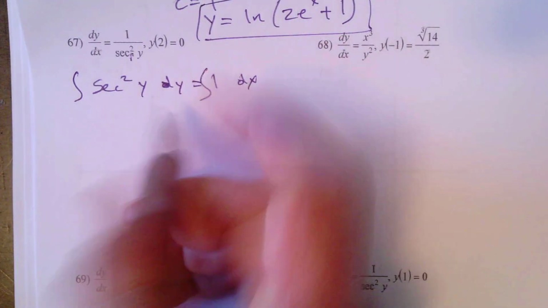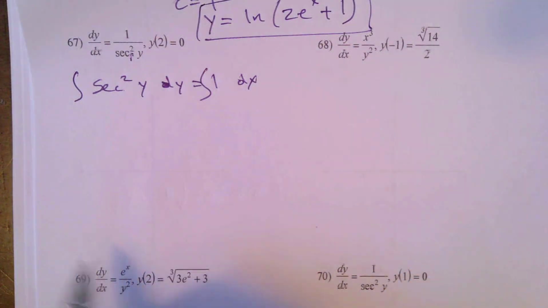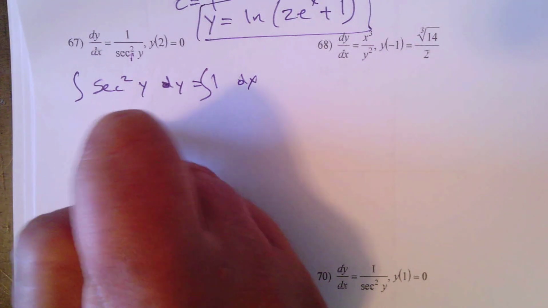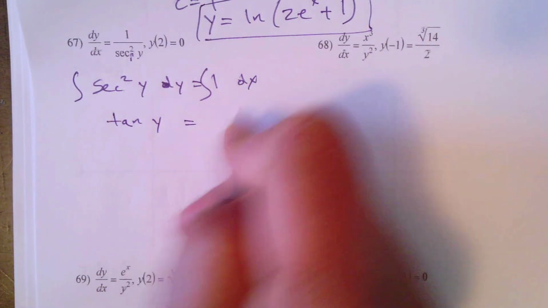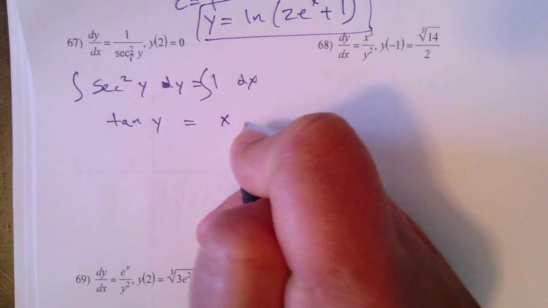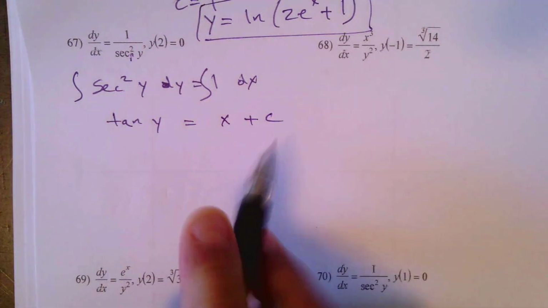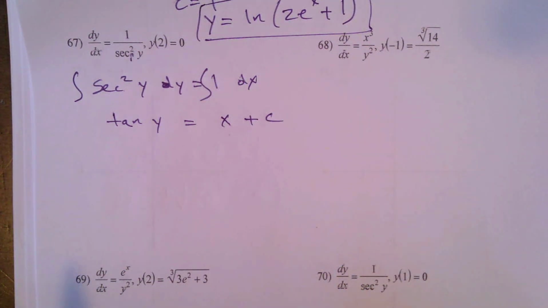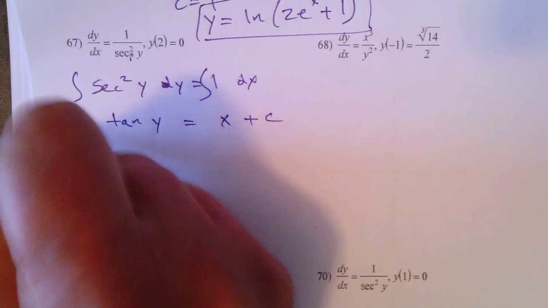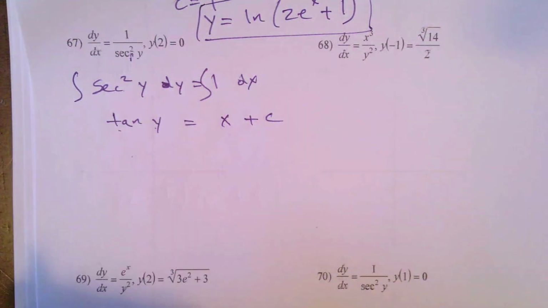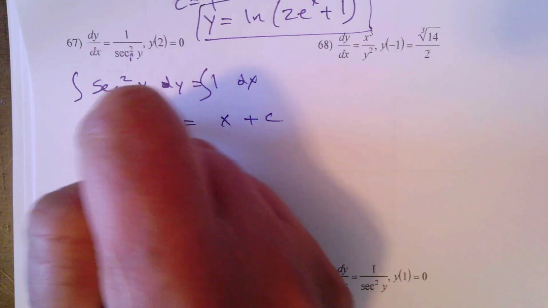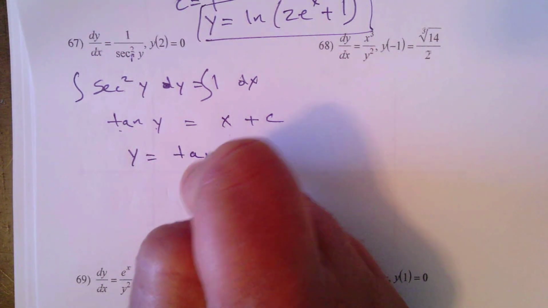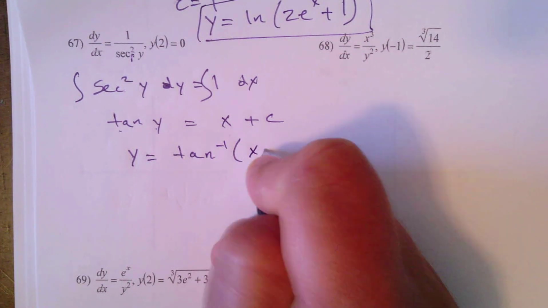Integrate both sides, integrate the left here with respect to y. The integration formula for secant squared is tangent of y equals, this side is just going to be x plus c. So again, it's important as you integrate this side with the x's that you put the plus c in there right away. So now we're going to get the y by itself. We want to get rid of the tangent. So we're going to take the inverse tangent of both sides. So we have y is equal to the inverse tangent of x plus c.